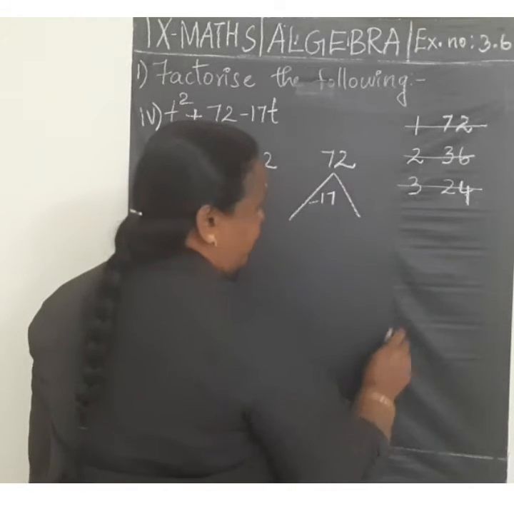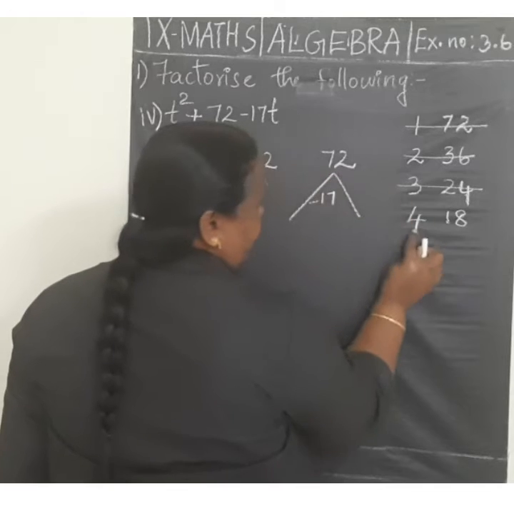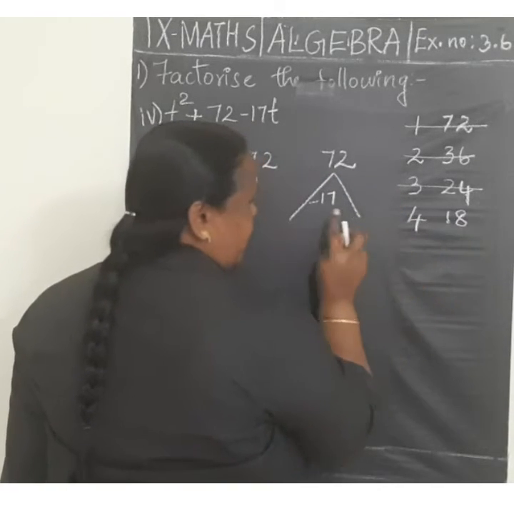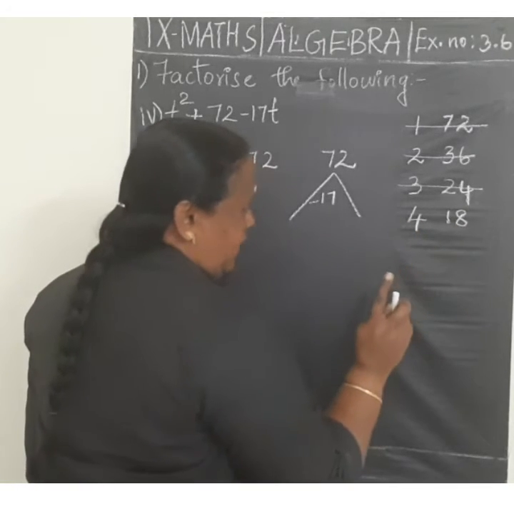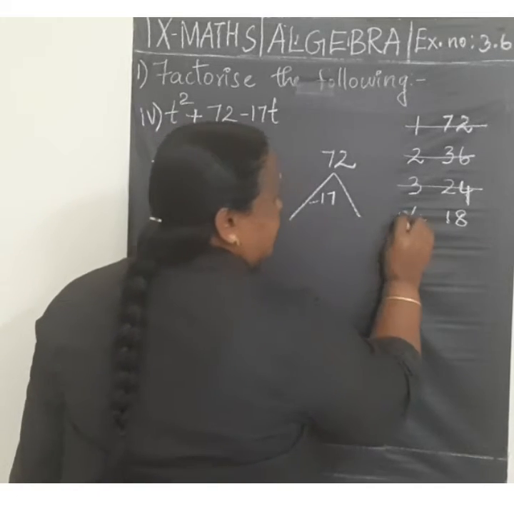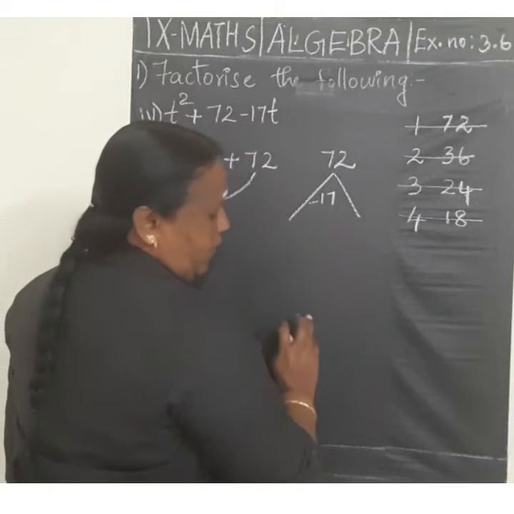Next we will go for the fourth table. In the fourth table, 18 times 4 is 72. 4 into 18 is 72. If we add 18 plus 4, we get 22. Then 18 minus 4 is 14. So we are not getting minus 17. So we can't take 4 and 18 also. In the fifth table, no 72 is there.